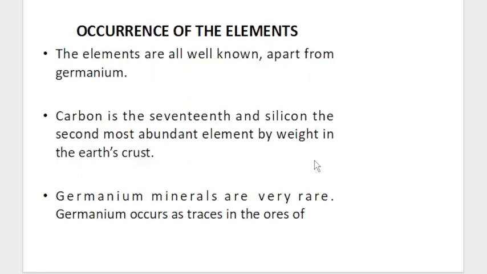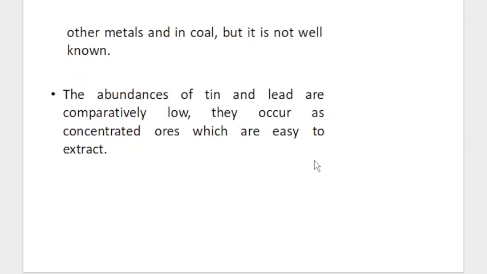The occurrence of these elements basically is that elements of group 4 in the periodic table are well known, with the exception of germanium. Carbon is the 17th and silicon is the second most abundant element by weight. Germanium minerals are very rare. Germanium usually occurs as traces in ores of other metals and in coal, but it is not well known. The abundance of tin and lead are comparatively low. They occur as concentrated ores which are easy to extract.